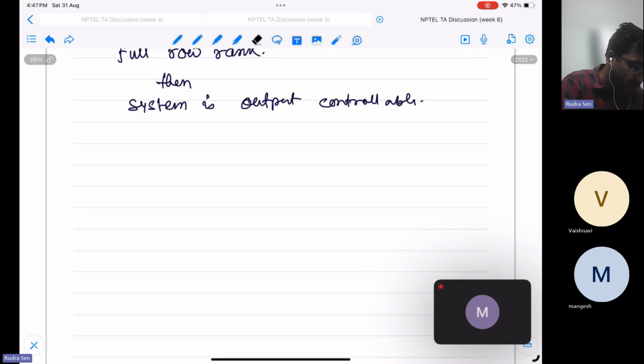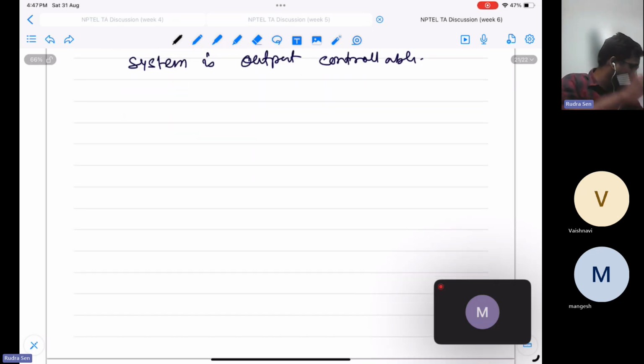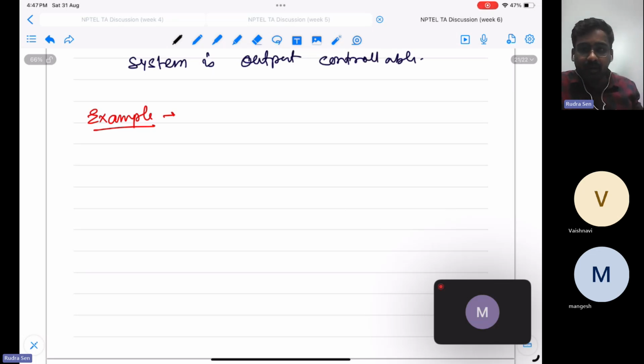Now I have just given you one example of stabilizability, controllability, stabilizability. One example I'm just giving to you, and then if you do not have any queries, we will wrap it up. Otherwise, I will take the question.